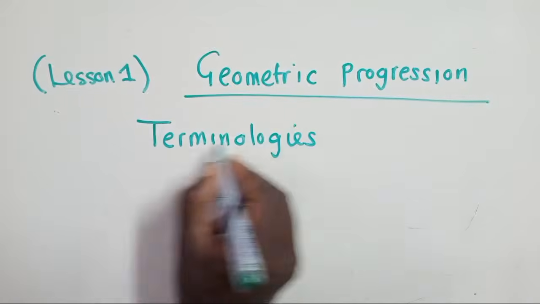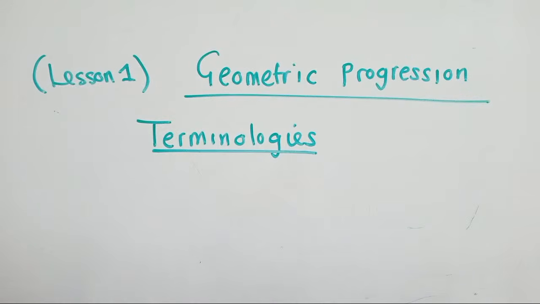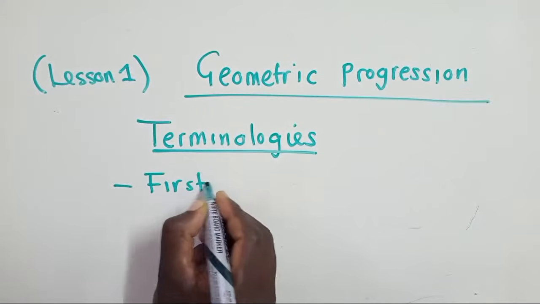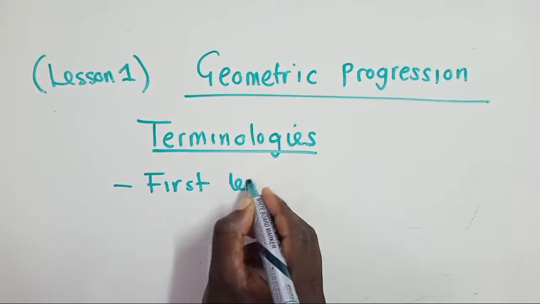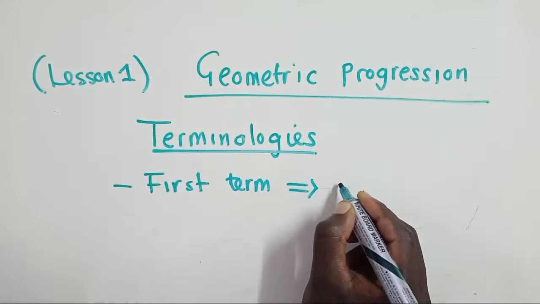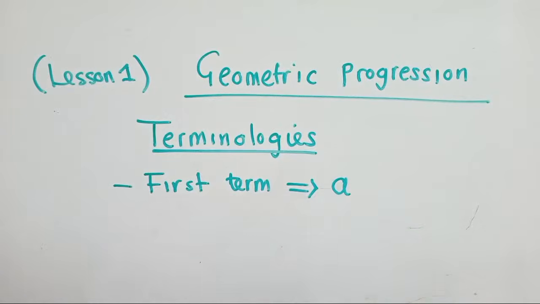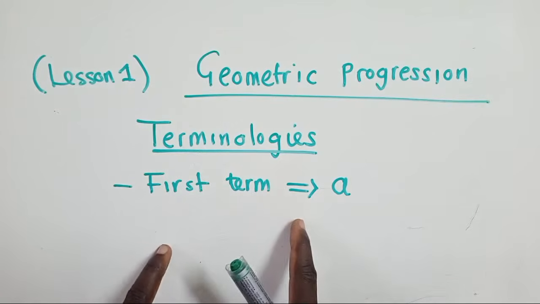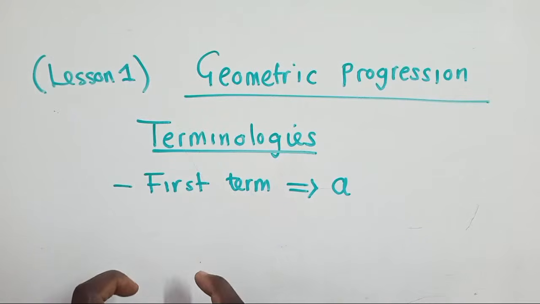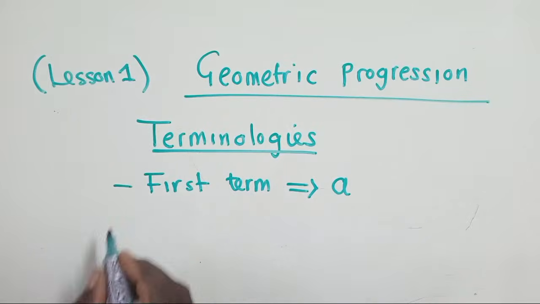So terminologies. So there are basically few terminologies that we must know, okay? One of them is the first term. So when we say first term, this is denoted by letter A, okay? So what this first term is all about is the number that is at the beginning or starting point of the sequence, okay?